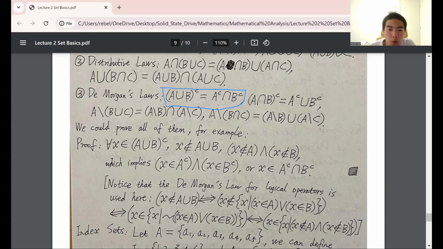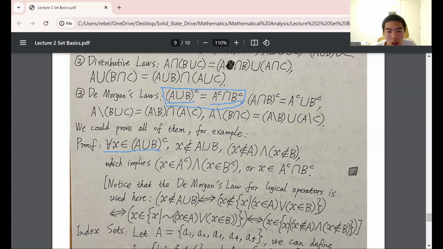To prove two sets are equal, this is a set, right? This is also a set. Then we want to show that for x belonging to one set, x is also in the other set. For x in this one, x is also in this one. It's an if and only if relationship. So let's consider this one first.